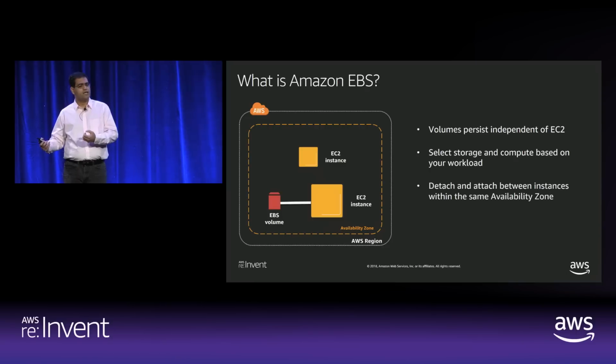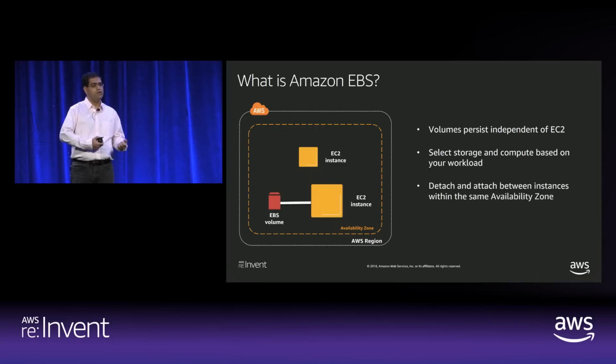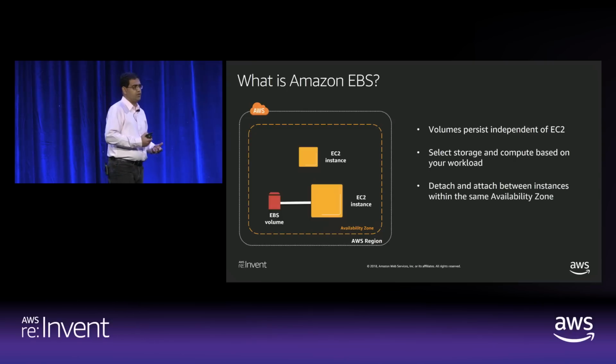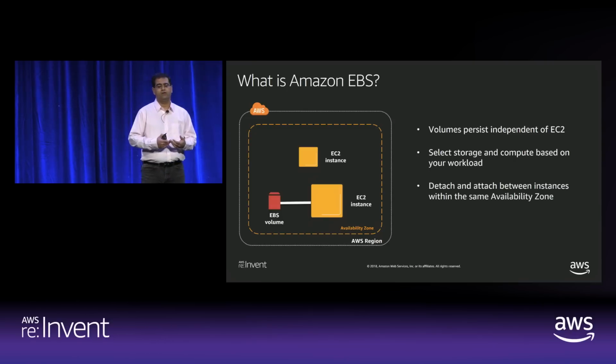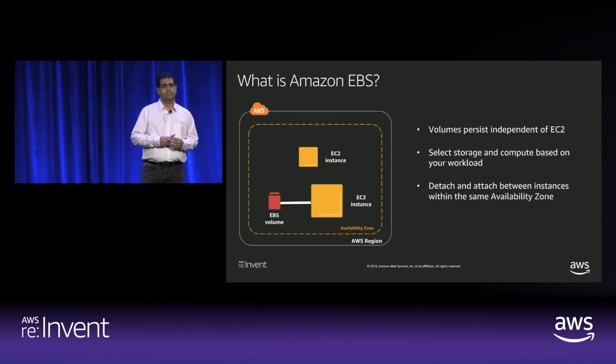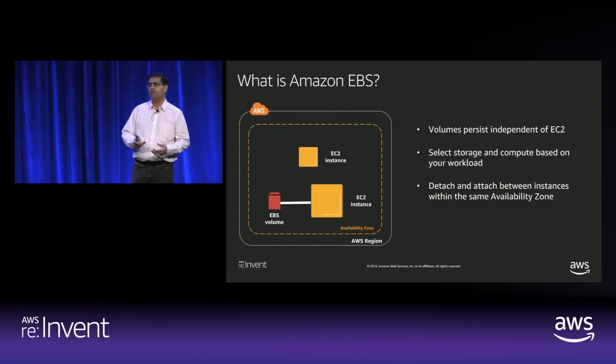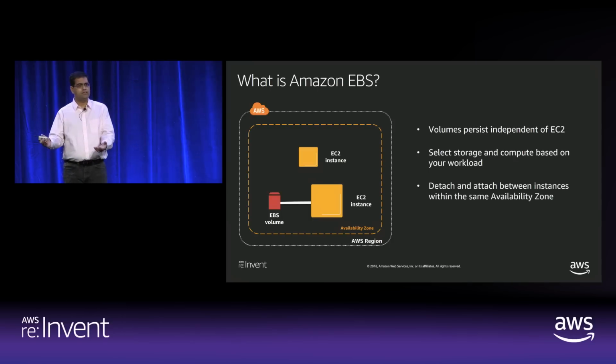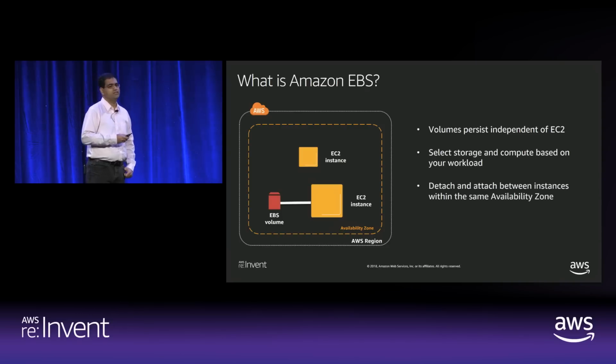You can take instance types up, you can take instance types down. And the way you do that is by detaching the EBS volume and reattaching it to another instance within the same instance store. The same is true if your instance fails. If an instance fails, you can simply spin up another instance, or later Mark will go into what we do with auto recovery, and attach it to the same EBS volume.